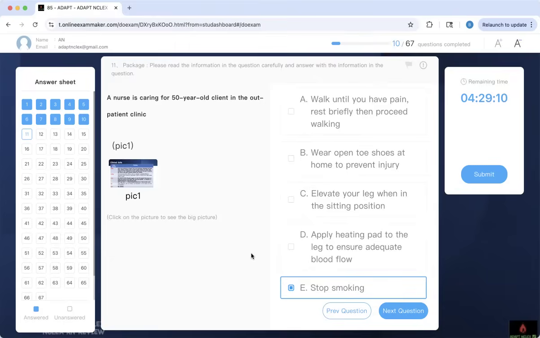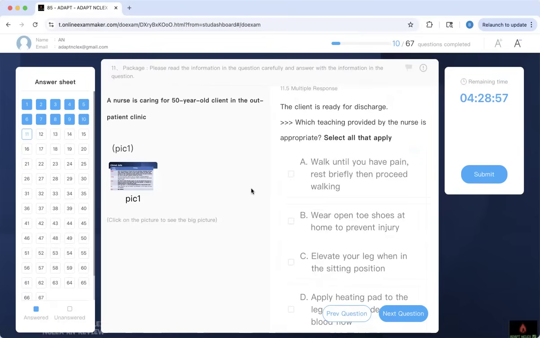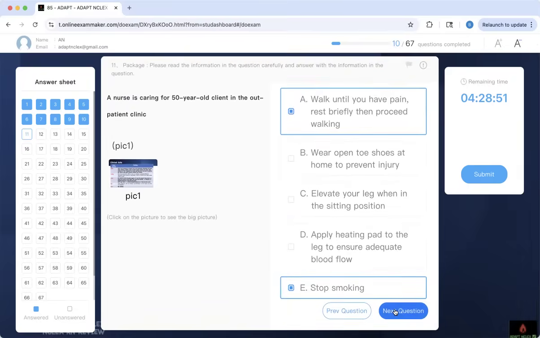Keep your leg in the dependent position, leg down. You shouldn't elevate it. You should not expose your toe. If you do that, you injure yourself. It's not going to heal. B is out. I want you to walk. Walking, you get pain, stop a little bit and proceed. This will help with what? Blood flow.